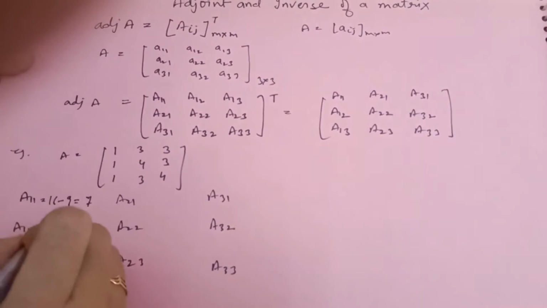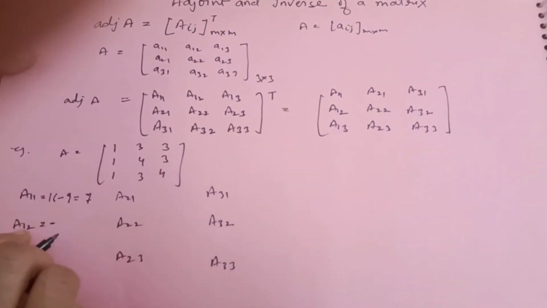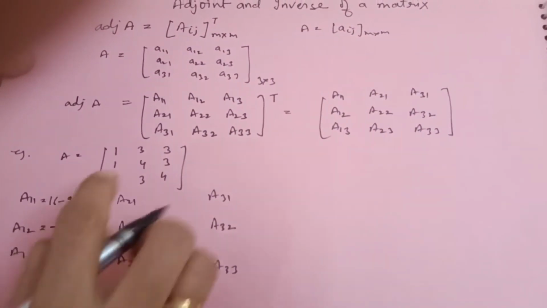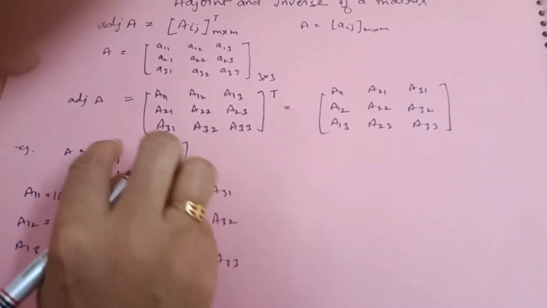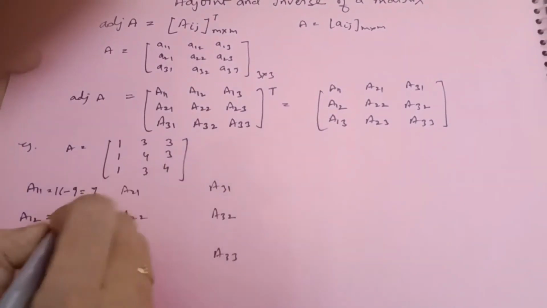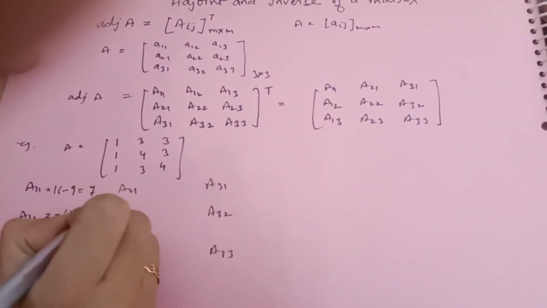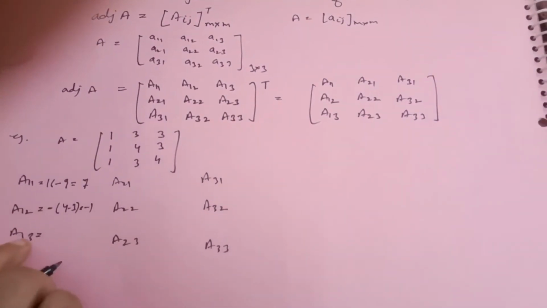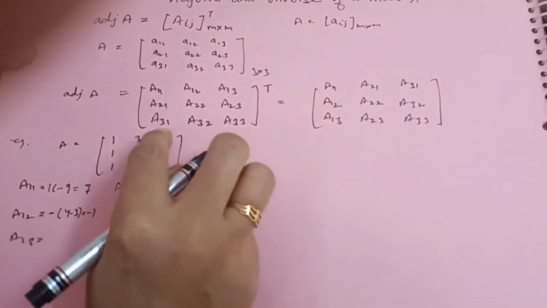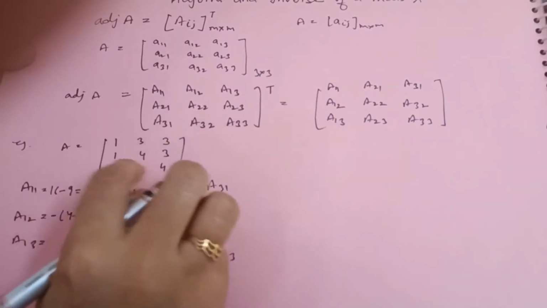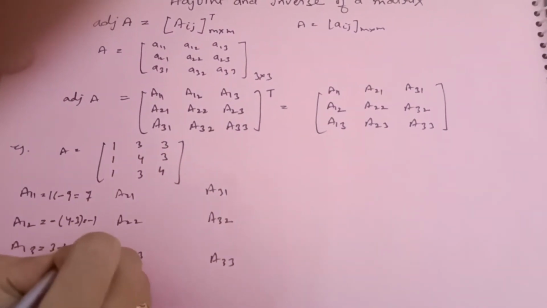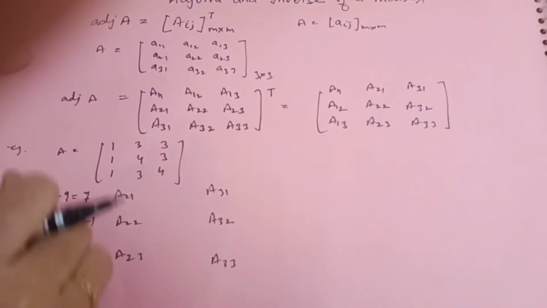A12 means negative. Because the sum of indices is odd, I put the minus sign first, then delete this row and column, 4 minus 3. What is 4 minus 3? It's 1, so A12 is minus 1. A13, the sum is even, so the positive sign comes. Doing this one, 3 minus 4, which is minus 1. So I got the cofactors.